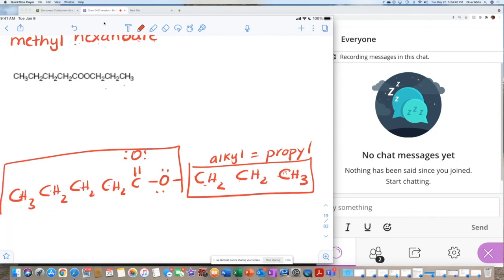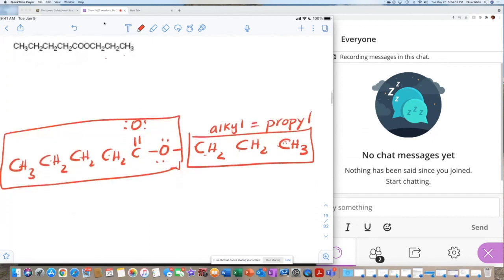Name the rest of this as an alkane, and then convert it to the OH form, which is the ester form. So with the alkane, I have to count the number of carbons. 1, 2, 3, 4, 5. So if it was an alkane, it would be a pentane, right? But it's not really an alkane, it's an ester. So I replace the E with oic acid.